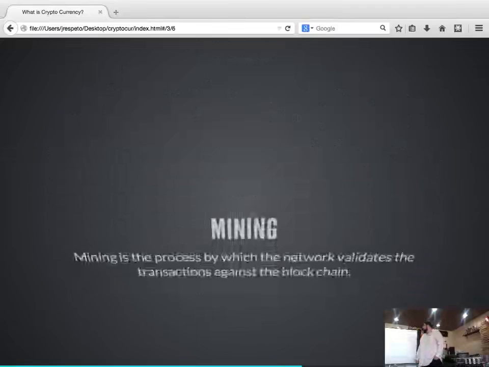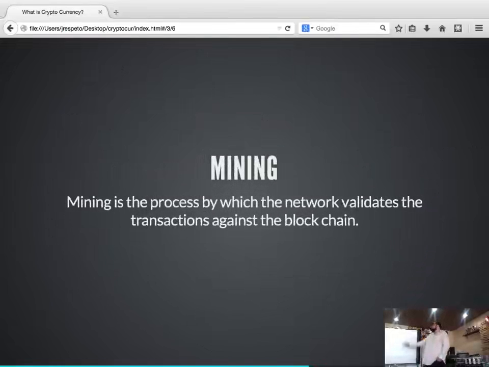Go down. Okay, mining. Mining is the process by which the network validates the transactions against the blockchain. So the real reward with mining is, of course, to get the Bitcoins. But the miners serve a very useful purpose in the network because they validate the blockchain. They're making sure that all these transactions come in and get verified, and you have to have a certain number of verifications in order for your transaction to actually be assigned to the blockchain. Your transaction won't go into the blockchain immediately. It takes about 8 minutes for it to actually get validated.